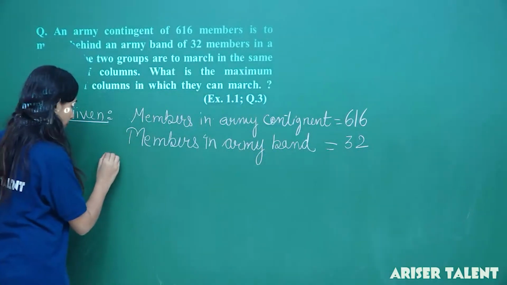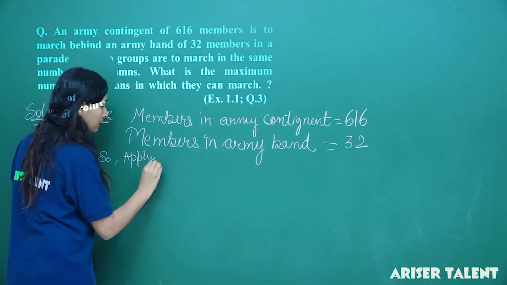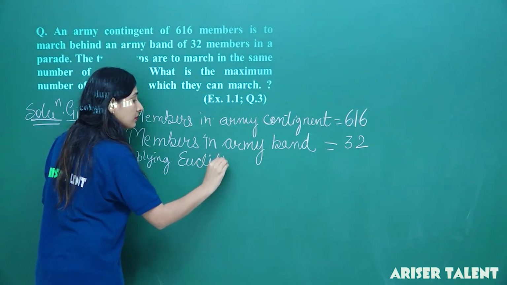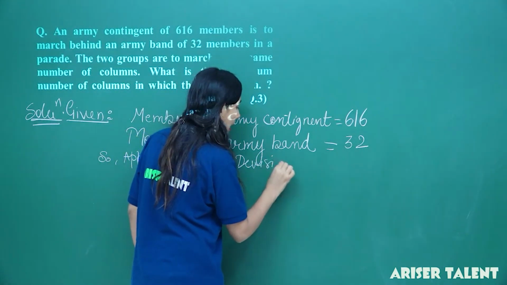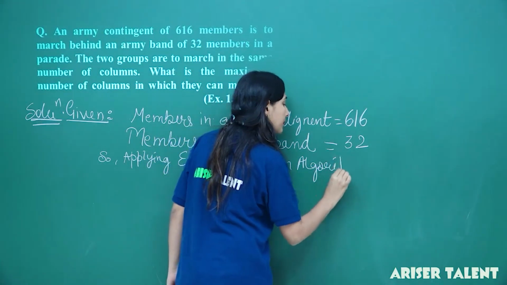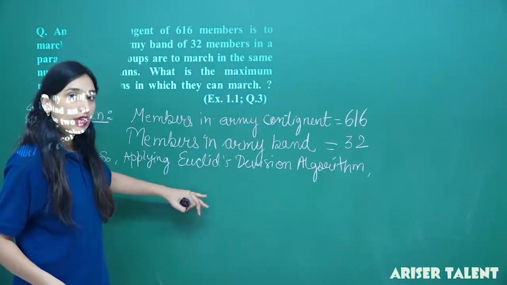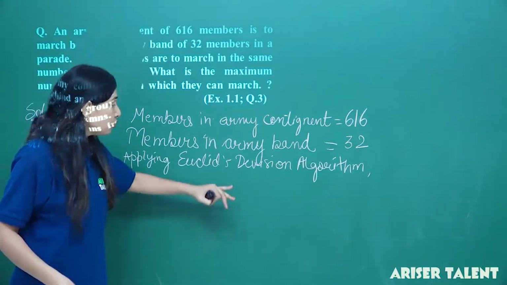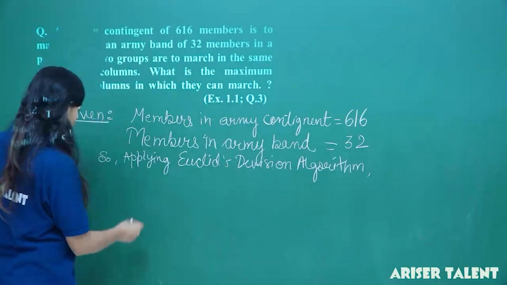So, applying Euclid's division algorithm. Why algorithm and not lemma? We will be using the equation of the lemma, but we will follow a step by step procedure. So we use the word division algorithm here. Okay.